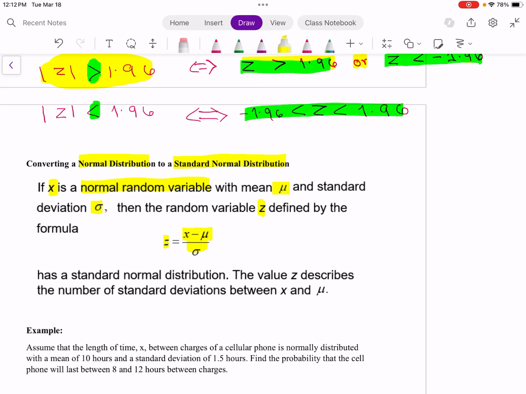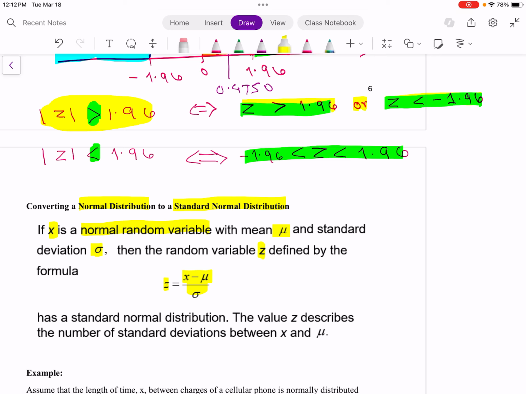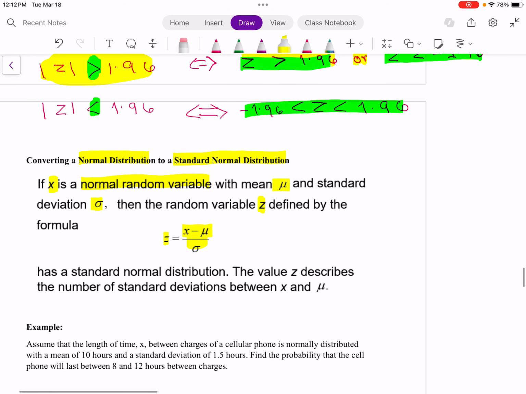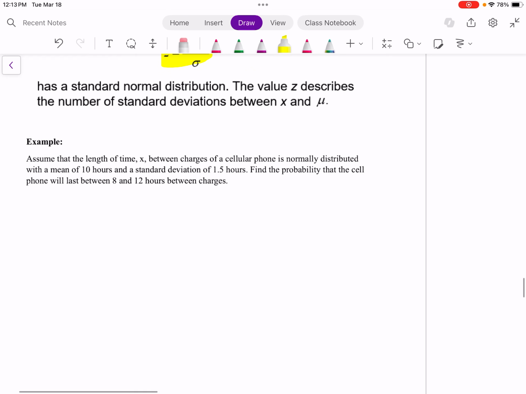Okay, now till now, in every example we did, we had G as our random variable, so we didn't convert. Now here we will see an example where we have to convert our normal random variable x into a G, and this is how we convert. Okay, now let's go to this example.